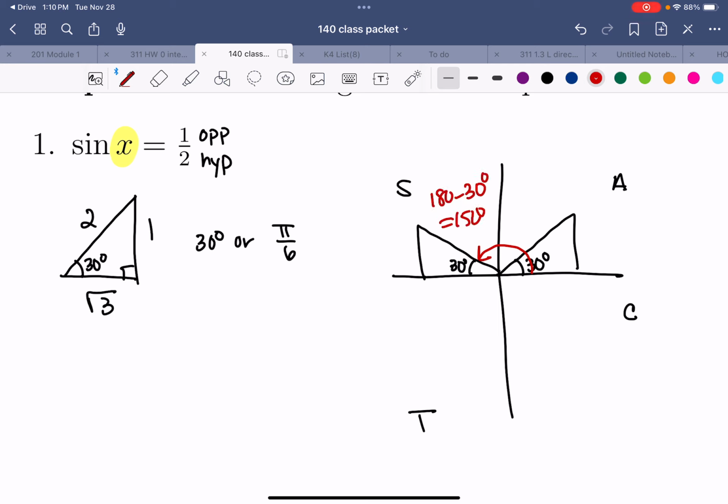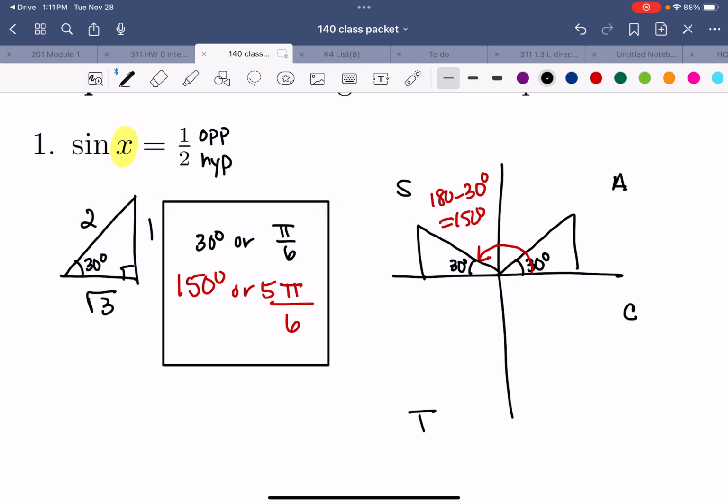So my second angle would be 150 degrees, or let's see, 150 over 180. So it's going to be something over 6, right? 150 over 180 is 5 pi over 6. Okay. And so I get 2 answers. So I get 30 and 150 degrees, or pi over 6 and 5 pi over 6.